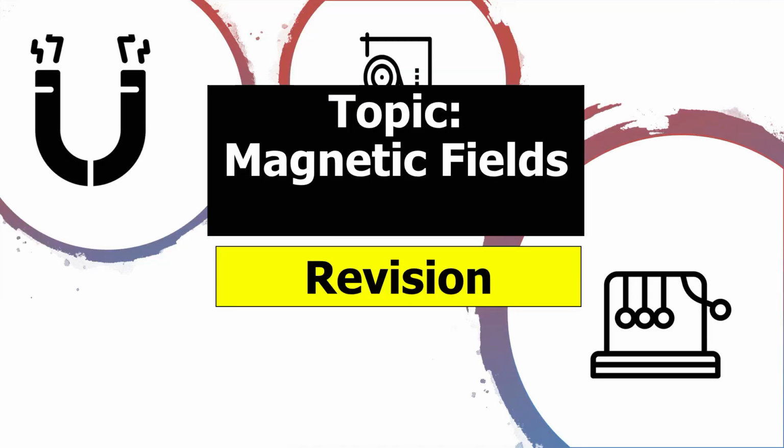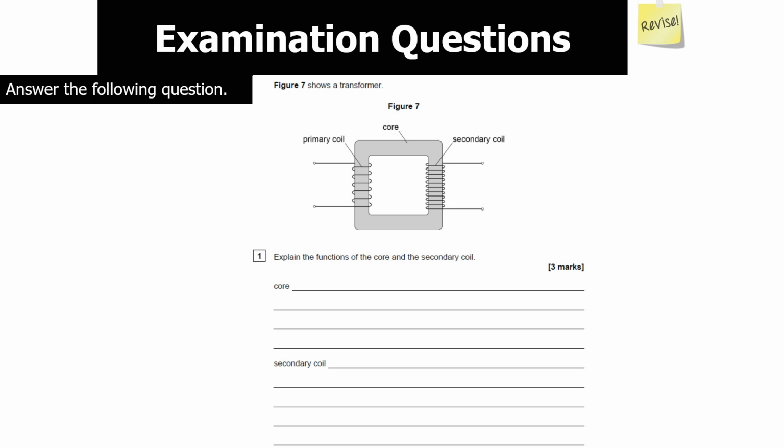Let's now have a look at the magnetic fields topic. So this question says figure 7 shows a transformer. Explain the functions of the core and of the secondary coil in the transformer. So pause the video now, then unpause the video when you want to go through your answer.